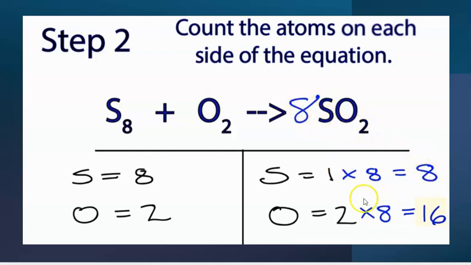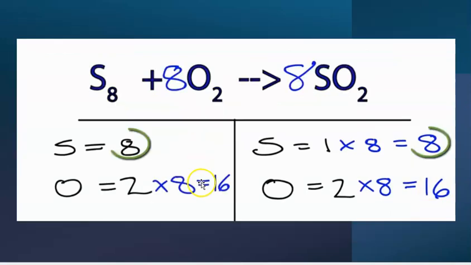Well, if I multiply by 8, look, now I have 8 sulfur, but what happened? 8 times 2, I have 16 oxygen. What should I do then in order to balance? Well, I think that better I multiply by 8. If I put an 8 in front of here, now I have 16 oxygen, 16 oxygen, 8 sulfur on both sides.